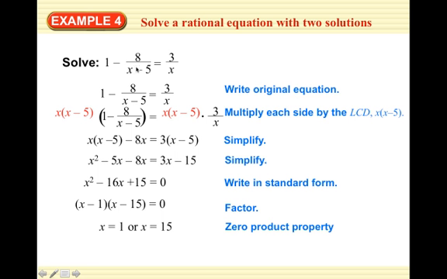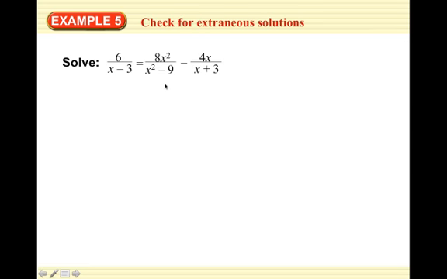And so we plug in our values, okay? If we plug in 1, it works. If we plug in 15, it works too. All right, let's look at example 5. We've got 6 over x minus 3 equals 8x squared over x squared minus 9 minus 4x over x plus 3.